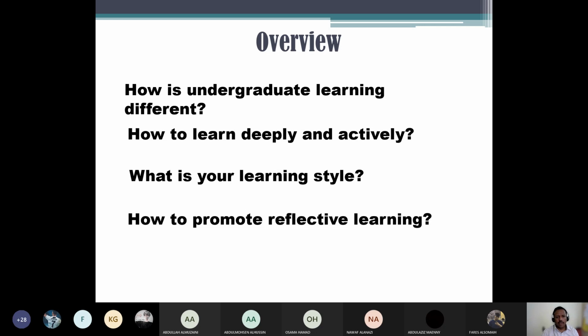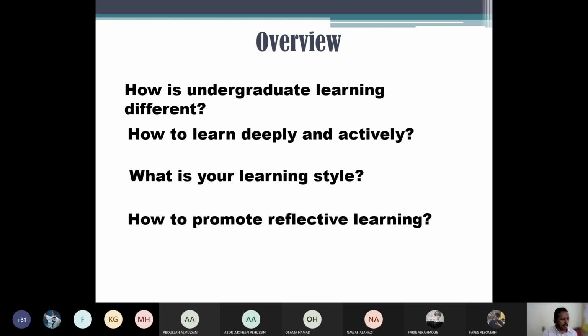So the objective of today's lecture is to see the difference between school learning and university learning, and how to learn actively and deeply. You have to have very good knowledge, and it will be useful for other purposes also. This is called active and deep learning. Nobody is telling you how to prepare yourself. What is your learning style?